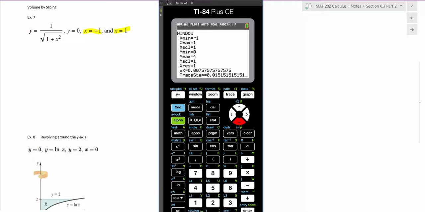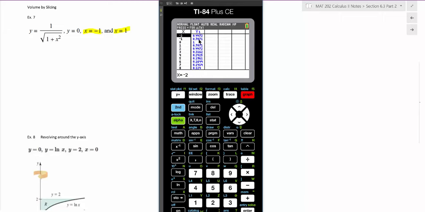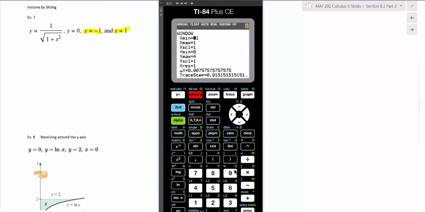Okay, for y, I'm just going to look at my table of values again. So if I go to the second table, notice at negative 1, we're at 0.7, and at 0, we're at 1. So the biggest y value appears to be 1. So what I'm going to do is, you could go 0 to 1, but I'm going to go 0 to 2, and then that should give me a pretty good graph on here. So that's my window. So I'm going to go ahead and graph this.